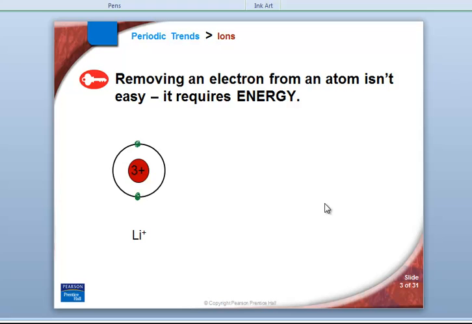When you remove the second electron, that's simply called the second ionization energy, okay? And to do that, let's just kind of represent that. So if we're going to pluck off a second electron from lithium, then that's going to cost more energy. And my question for you is, do you think that this second ionization is going to require more energy than the first one, or less energy, or is it just going to be the same?